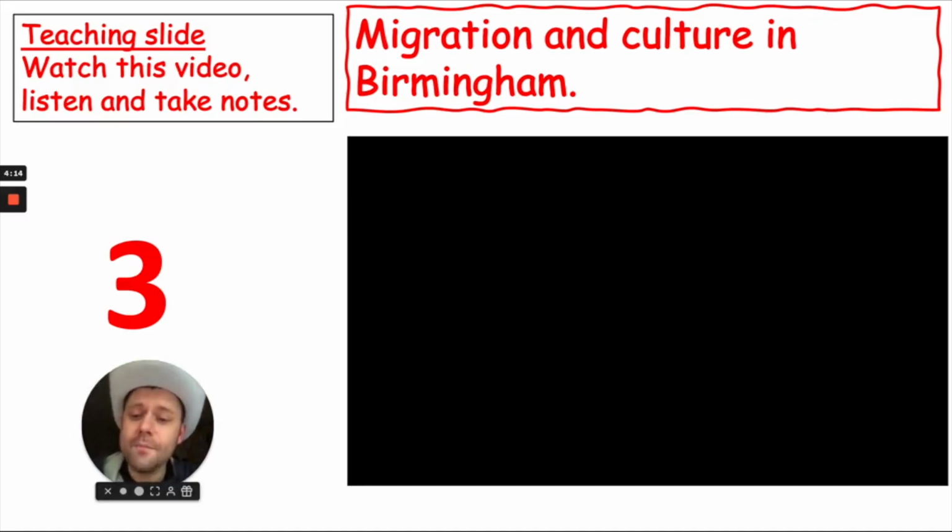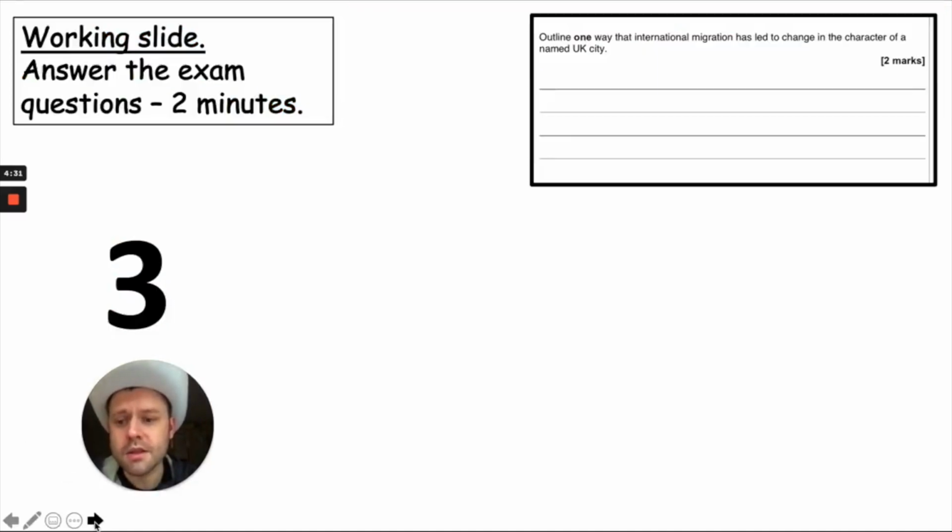Thicky. So that was talking about migration and culture. A lot of this is due to international migration. So this is different to what we just looked at in the last question. So this is people coming from other parts of the world to the city of Birmingham.